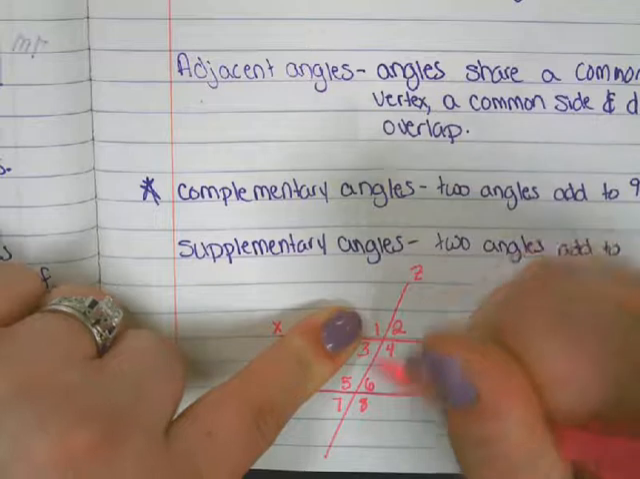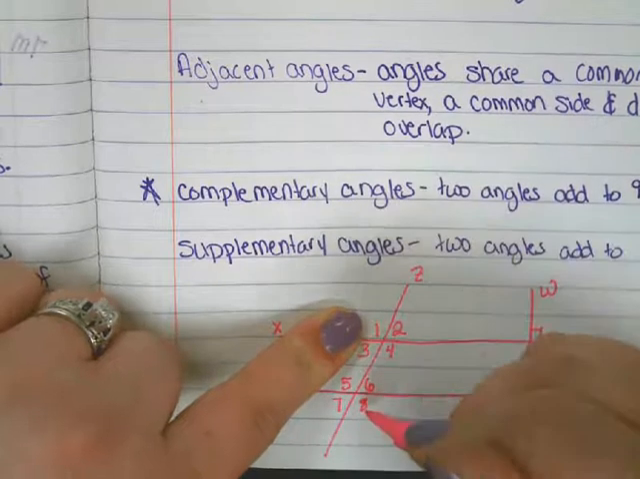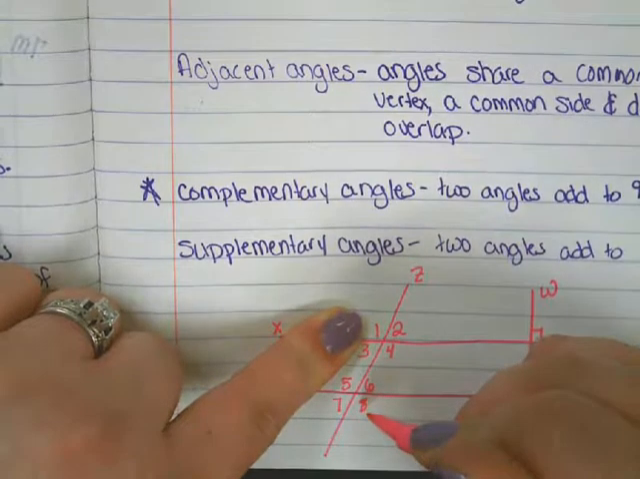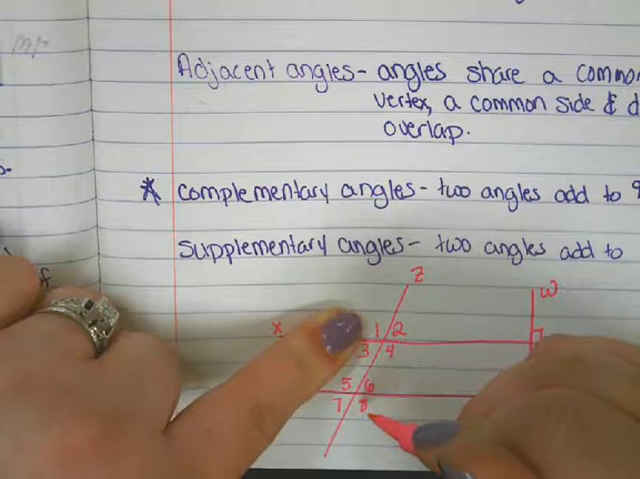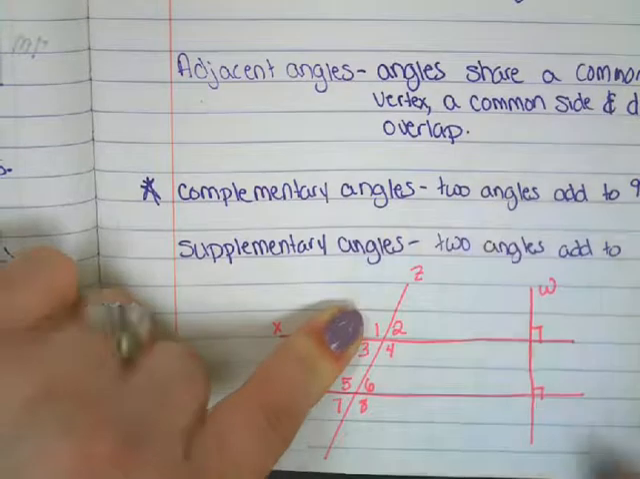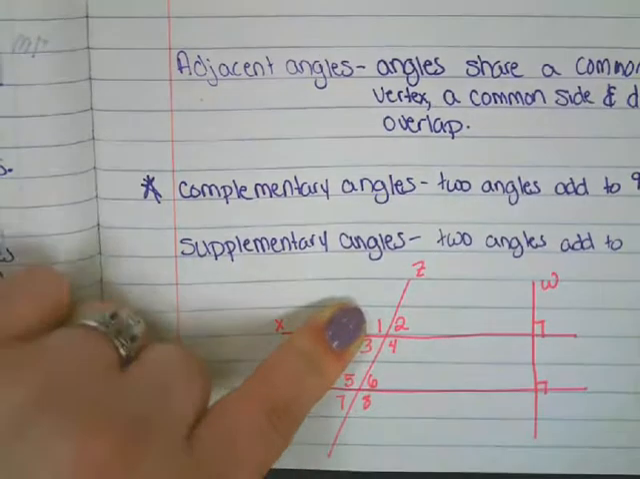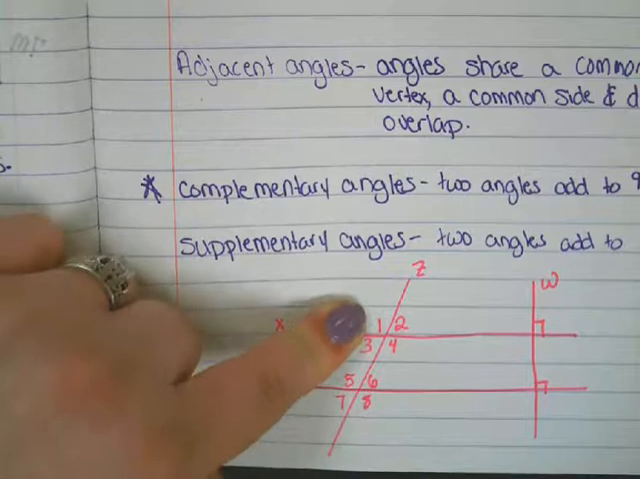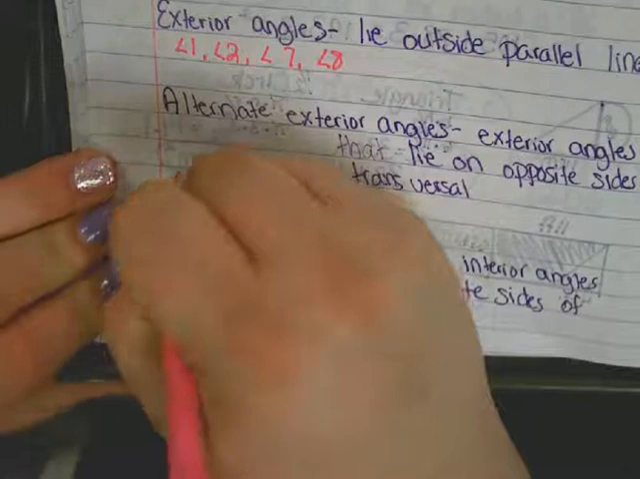So your alternate exterior, you got to label them together. So angle 1 and angle 8, angle 2 and angle 7. Notice how I'm writing them so that they're grouped together. Because your alternate exterior, they got to be grouped.